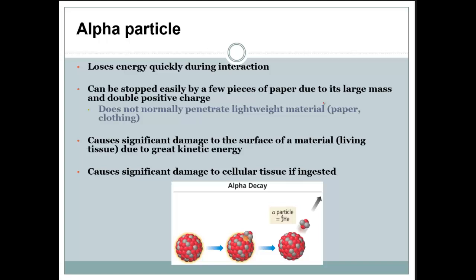An alpha particle loses energy quickly during interaction. It can be stopped easily by a few pieces of paper due to its large mass and doubled positive charge. It does not normally penetrate lightweight materials such as paper or clothing. It can cause significant damage to the surface of a material or living tissue due to its great kinetic energy, and causes significant damage to cellular tissue if it's ingested.